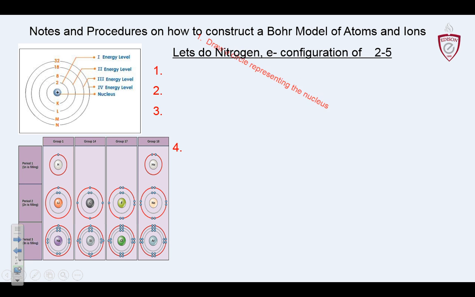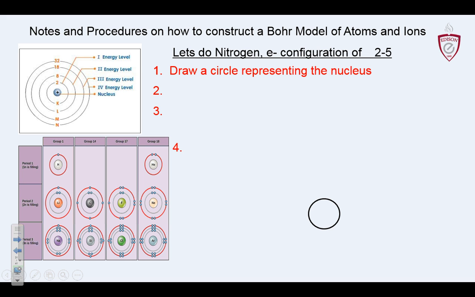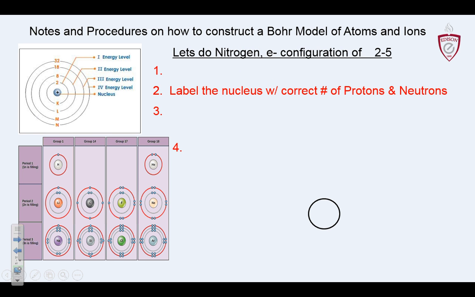Perfect. First step, draw a circle representing the nucleus. That's the thing that Rutherford discovered. Draw a circle. Got it. Easy. Then what do I do next? Label the nucleus with the correct number of protons and neutrons. We did a lot of practice in class on this. For nitrogen, it's got 7 protons, 7 neutrons. They're not always the same, so you got to know how to do that.